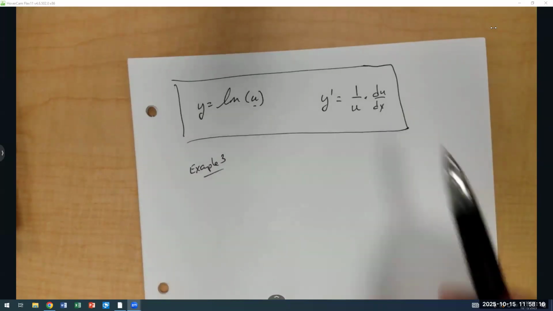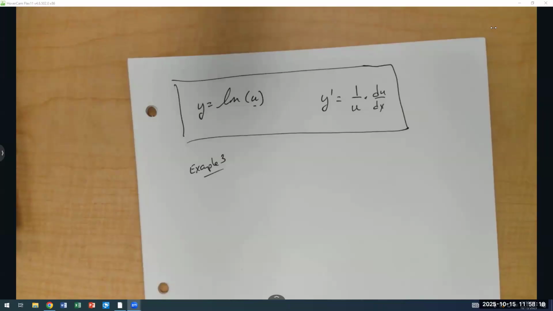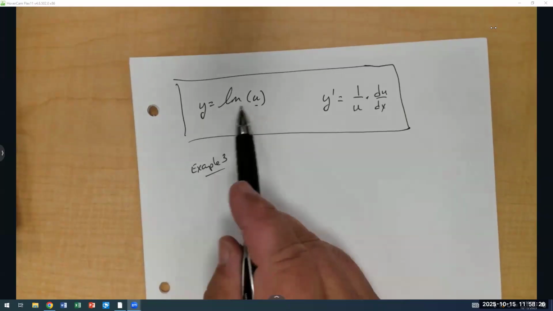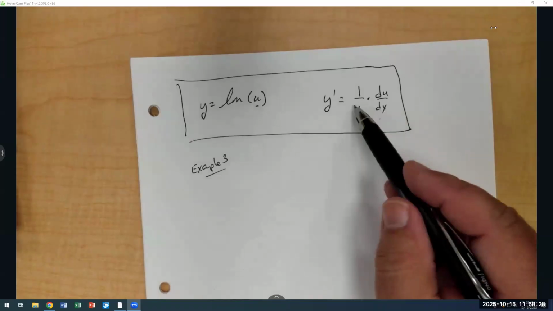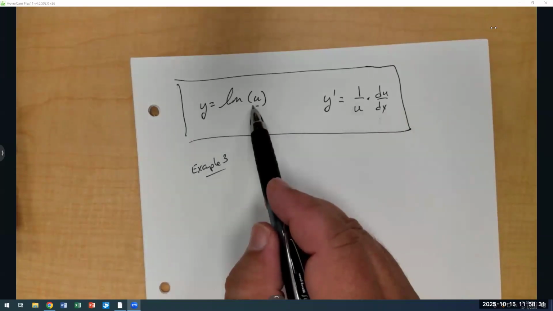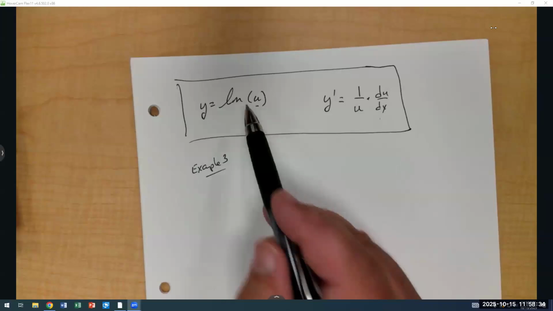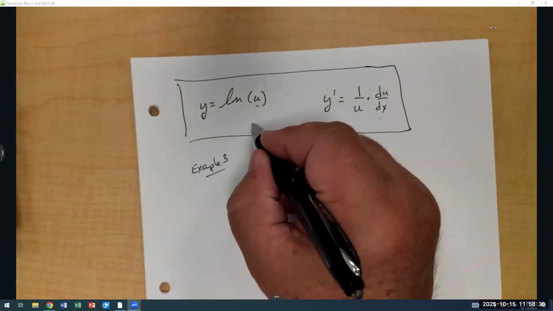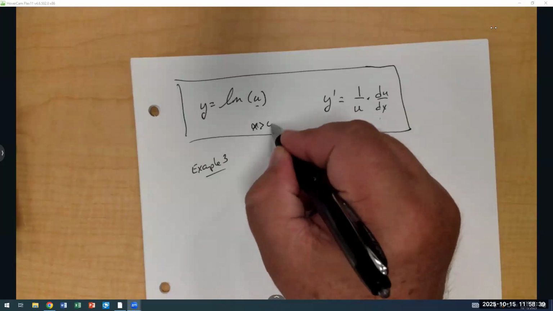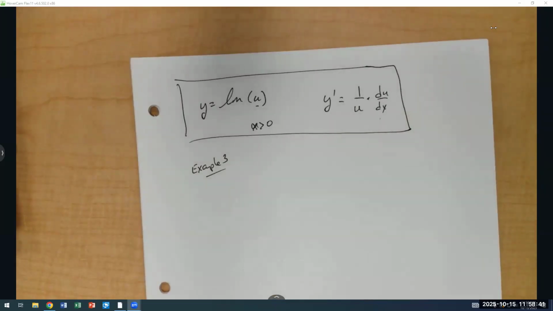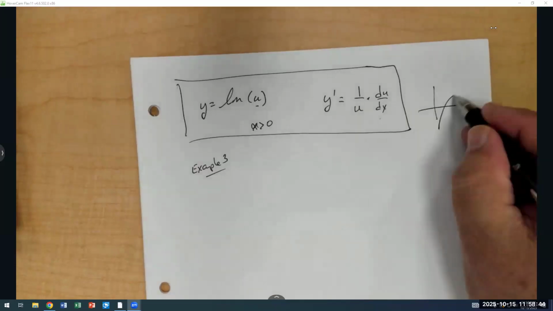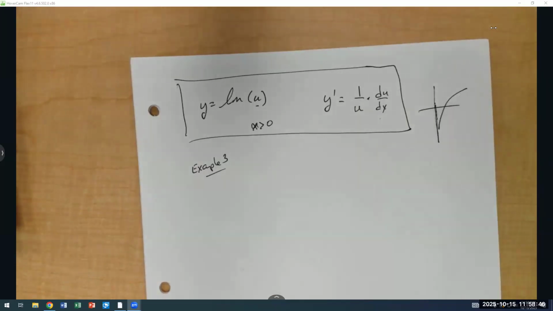Are there any restrictions on x? For the ln function? Not for this one. ln cannot be... or in this case, u has to be greater than 0, because the graph of ln looks like this. The y-axis is a vertical asymptote, which means it'll never get to it.